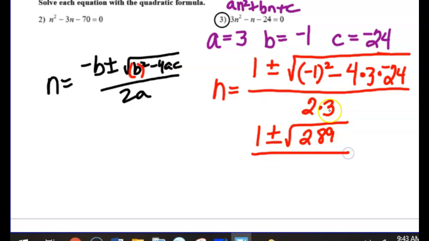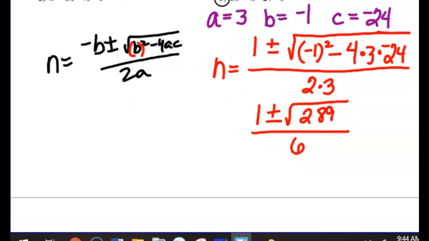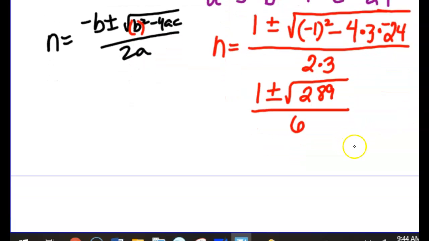And in the denominator, 2 times 3 is 6. Now, does anybody recognize 289? Yes, good job, Bella. The square root of 289 is actually 17. Okay, so this is a perfect square. That would probably be the first thing I would try, is see if it actually square roots, and this one does.